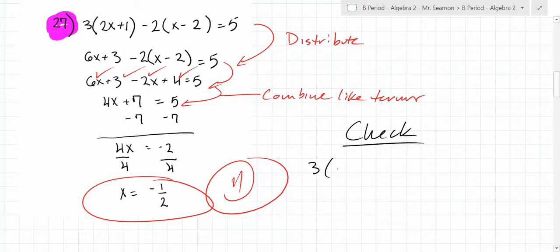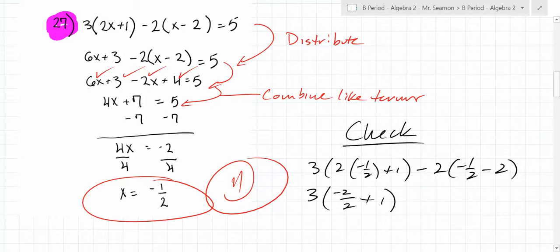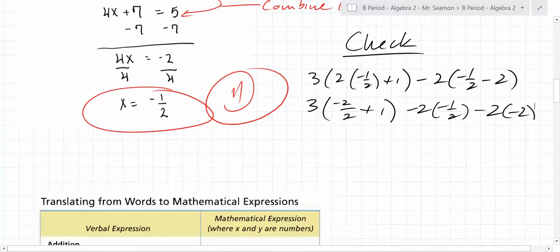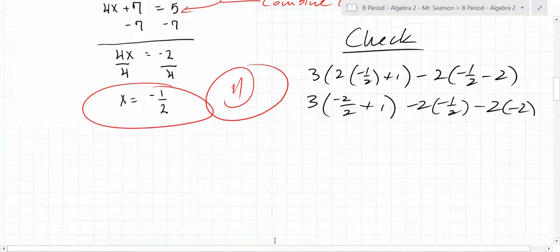Yeah, plug it into the left side. 2 times negative a half plus 1 minus 2 times negative a half minus 2, like that. So that's 3 times negative 2 over 2 plus 1 minus, well, you multiply, it becomes plus, well, minus 2 times negative a half minus 2 times negative 2. What's negative 2 over 2? 1. Negative 1, thank you.